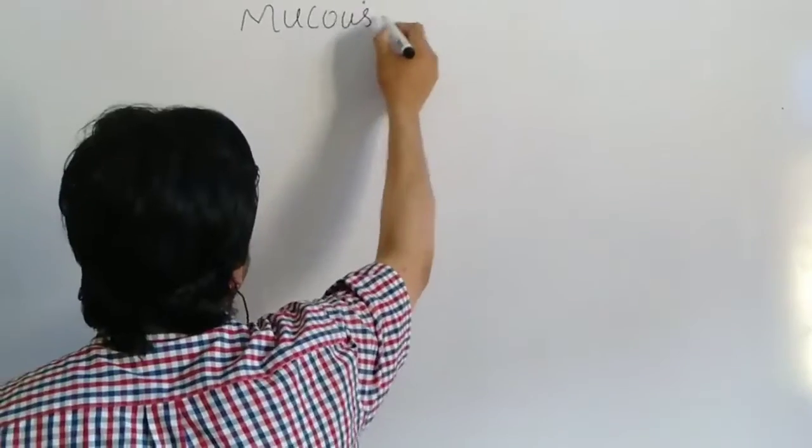Today in this video lecture we are going to talk about MALT or mucous membrane. In the previous video lecture, if you guys remember, we talked about the intact skin, which takes part in the innate immune system and is a kind of physical barrier. So today we are going to talk about mucous membrane or MALT. So let me write.